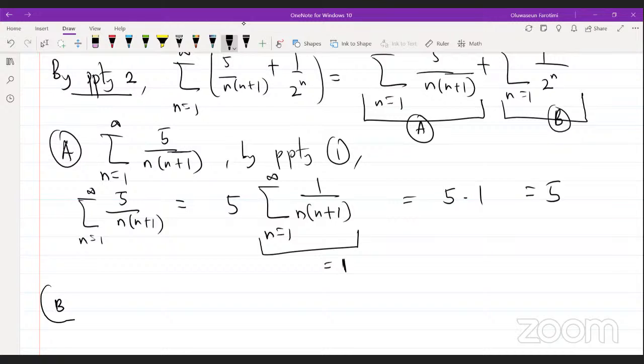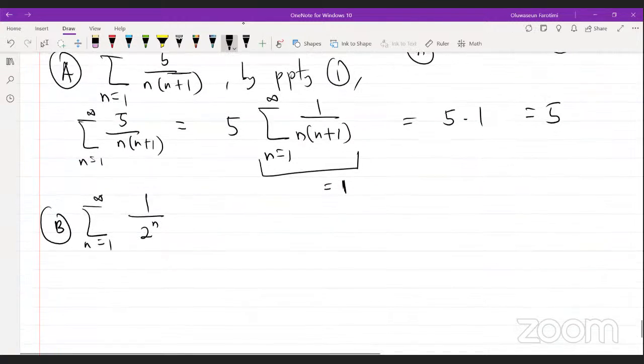Now, what about B? The sum from n equals 1 to infinity of 1 over 2 to the power of n. What is B? Is it a geometric series or a non-geometric series? What do you think? It is geometric, okay? So if it is geometric, what can I do? I can find the sum. Remember, it's just like a divided by 1 minus r, something like this.